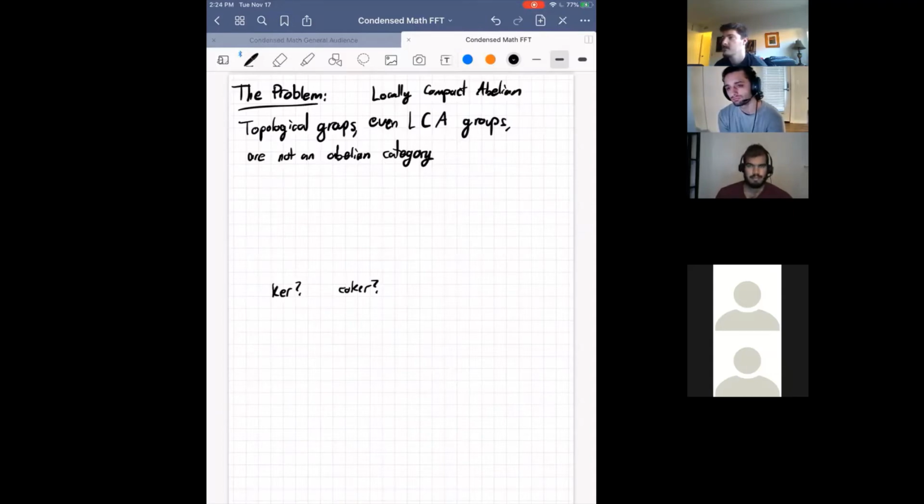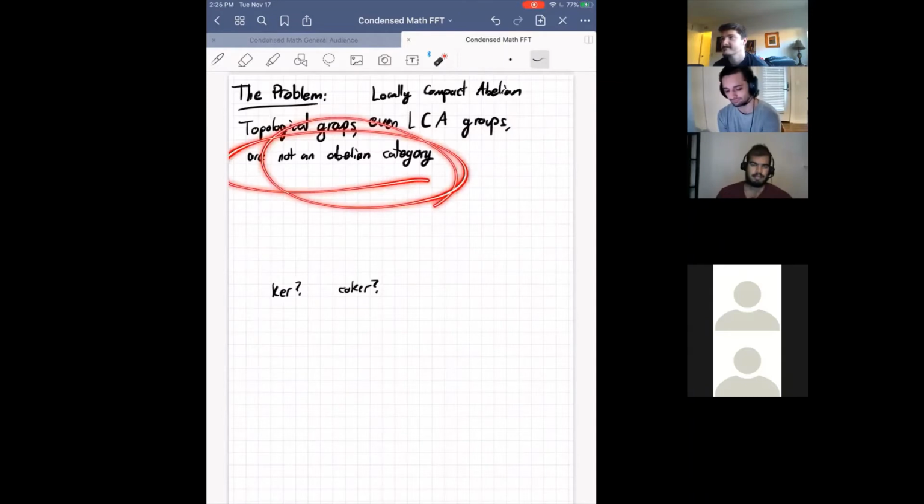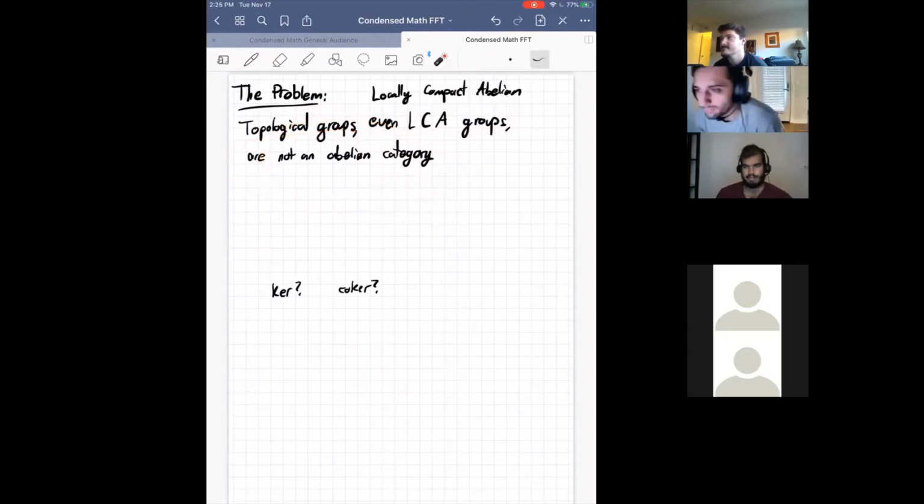But there's a problem when we're dealing with things that have topologies on them, and we're trying to do algebra. The problem is exactly what I've written here: topological groups are not an abelian category. I want to demonstrate that to you. So let me talk about a topological group that's a locally compact abelian group, which would be R.